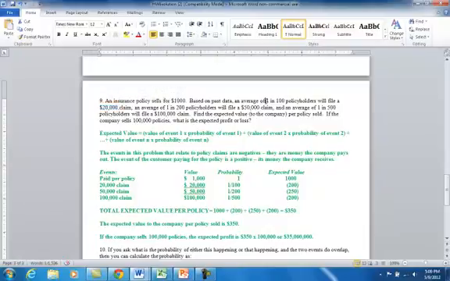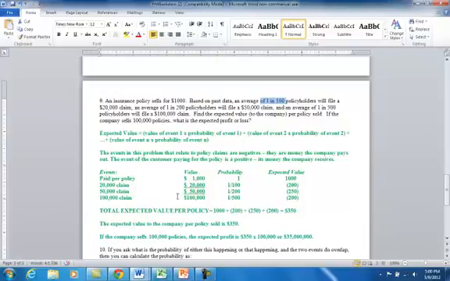And we say here that 1 in 100 people will file for that. So the probability of this happening is 1 in 100. So we multiply 20,000 times 1 over 100, and that gives us 200. And the reason it's negative, these parentheses mean it's negative, is because it's something we pay out. This 1,000 we got in.